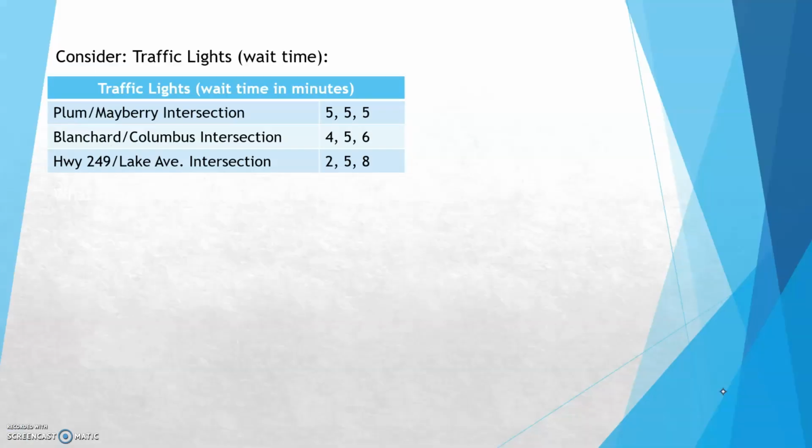Okay, now let's look at this. If we're at a traffic light at 3 different intersections and we measured the wait time 3 different times for each of these 3 intersections. Now, if I find the mean for each one of these, so 5 plus 5 plus 5, that's going to give me 15 over 3, so that gives me 5.